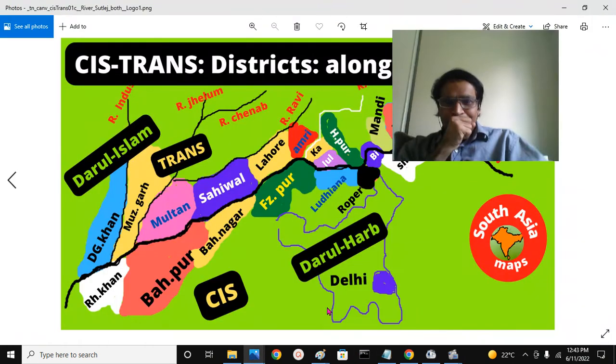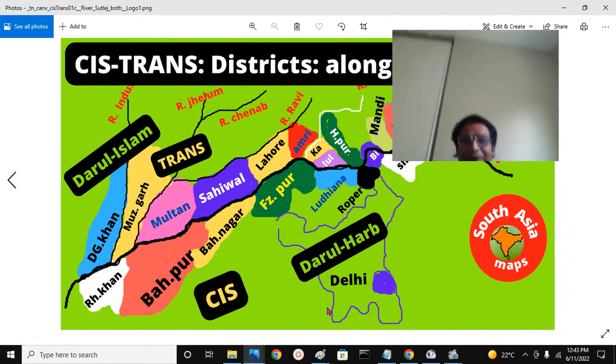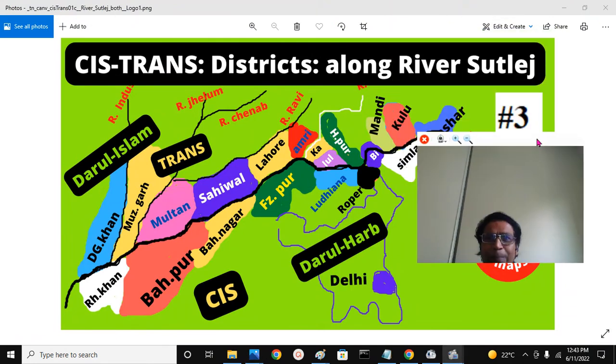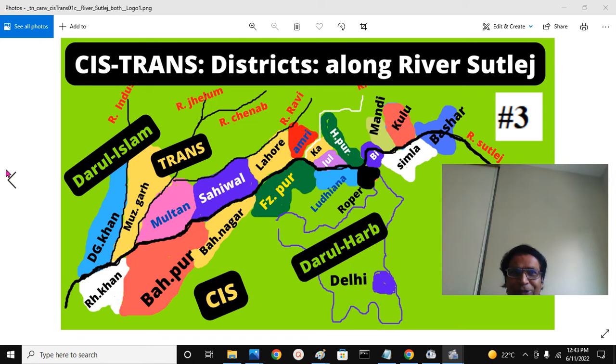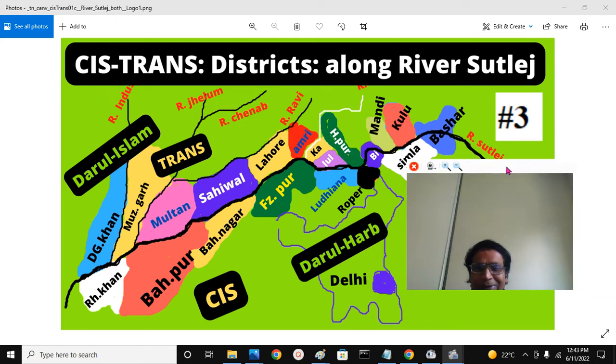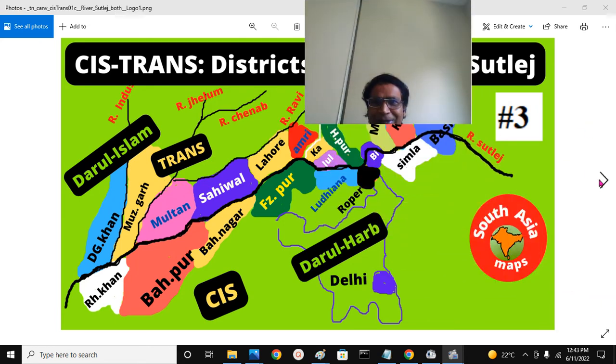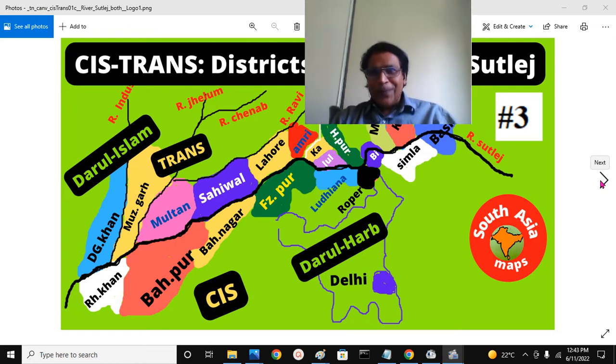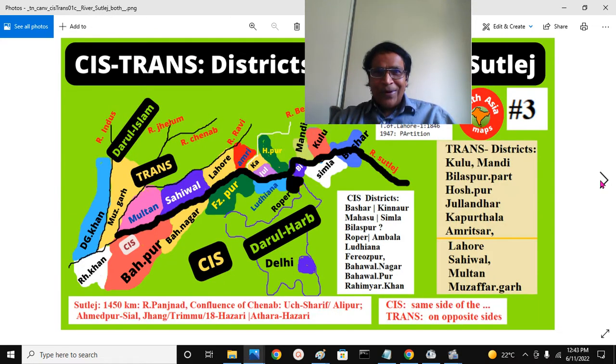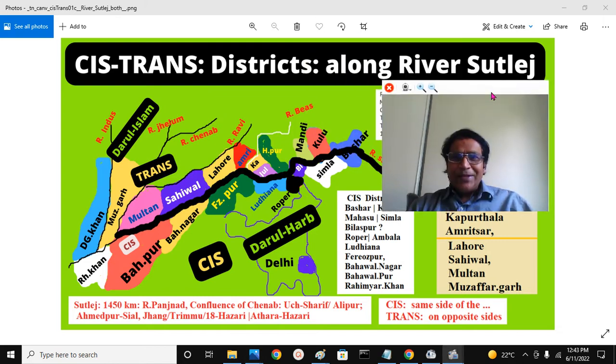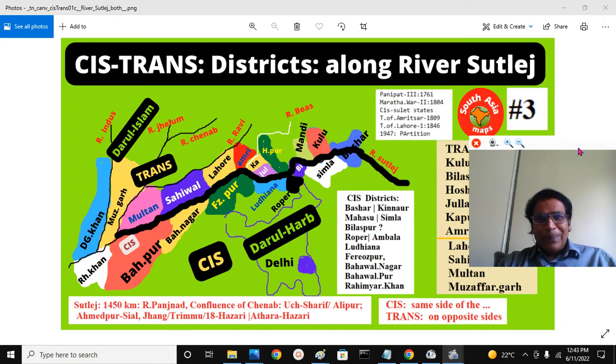Today's topic is part 3, where we look at both the CIS districts and trans districts at the same time, so that you will get a comparative outlook, a bird's eye view. This particular slide will give you the historical and geographical context.